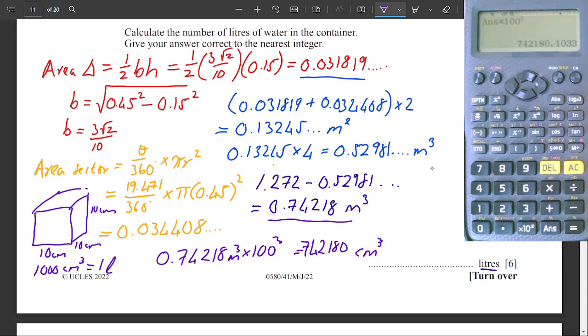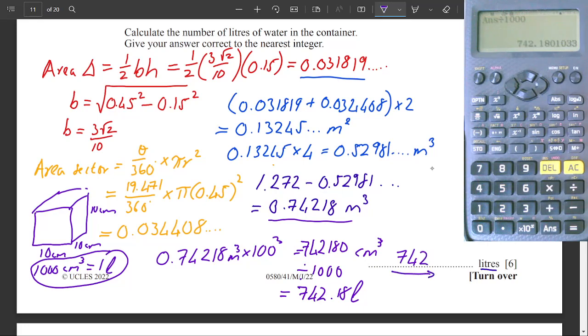742,180 centimeters cubed. To change that to liters, we need to divide it by 1,000. So we divide that by 1,000, which will give us 742.18 liters. Rounded to three significant figures, 742. Final answer. Okay, 6 marks, quite a challenge, but believe in yourself and then you'll be.